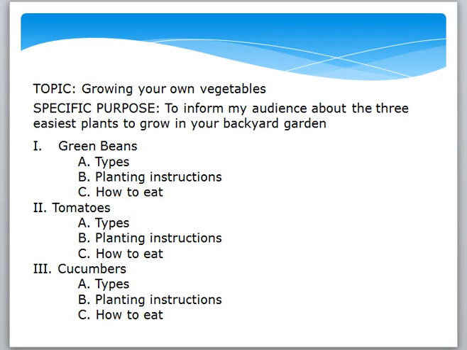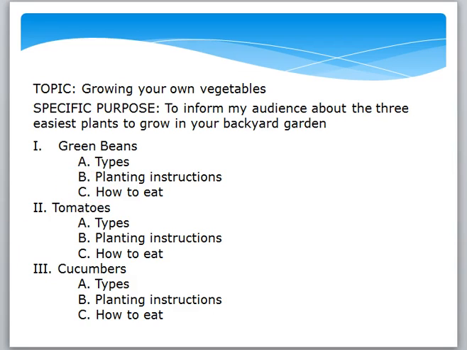So let's say that your topic is growing your own vegetables. Your specific purpose is to inform my audience about the 3 easiest plants to grow in your backyard garden. And through your research and through perhaps your own experience, you've decided that you're going to talk about green beans, tomatoes, and cucumbers. Now you'll also notice that there are subpoints for each of these main points, and the subpoints are listed as A, B, and C.